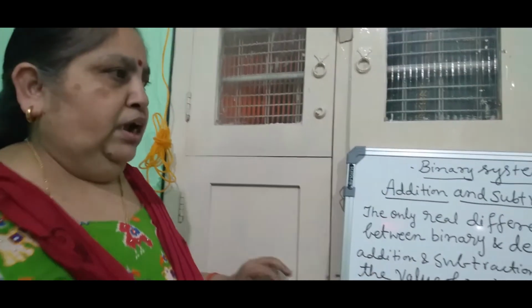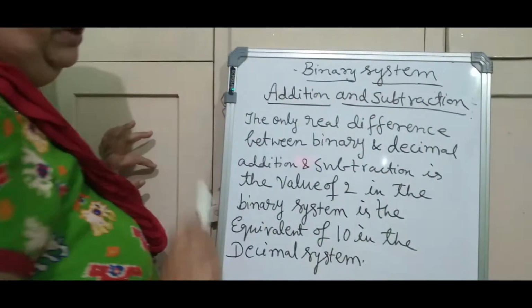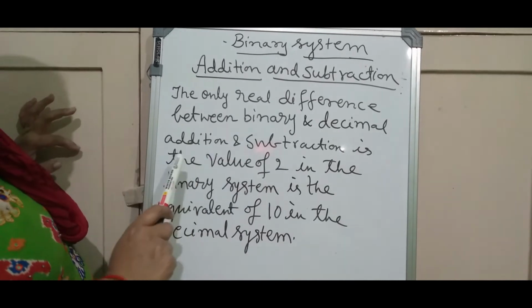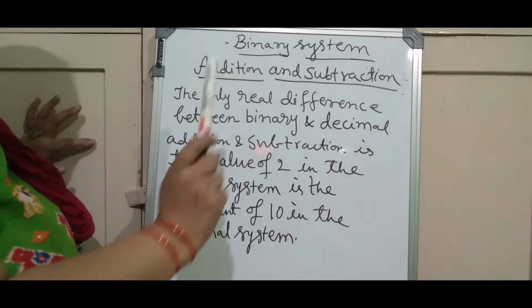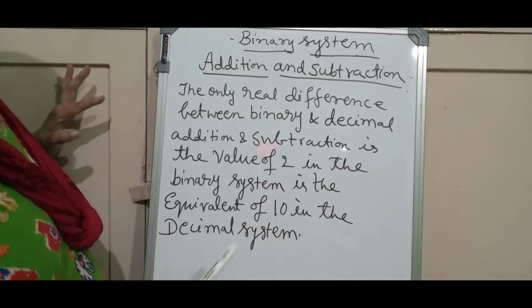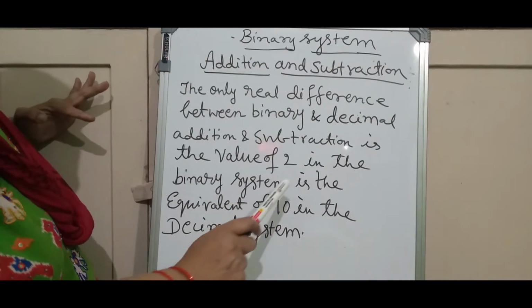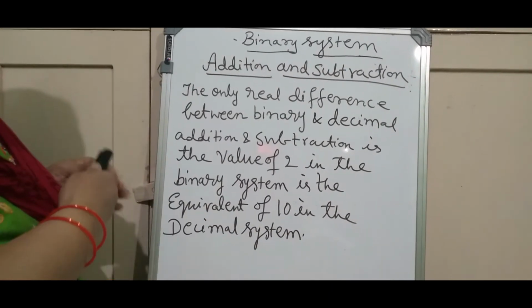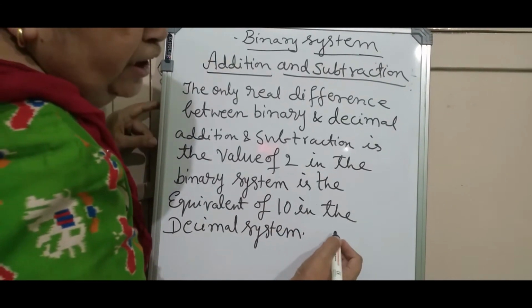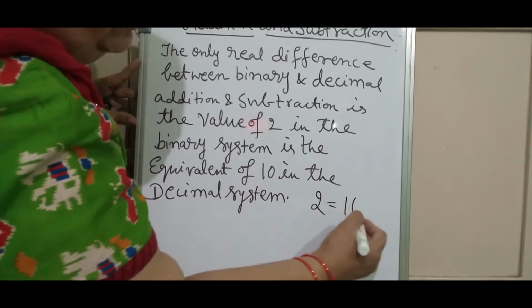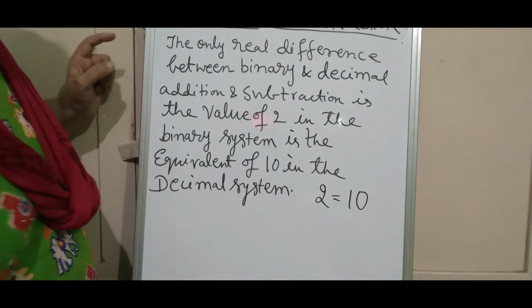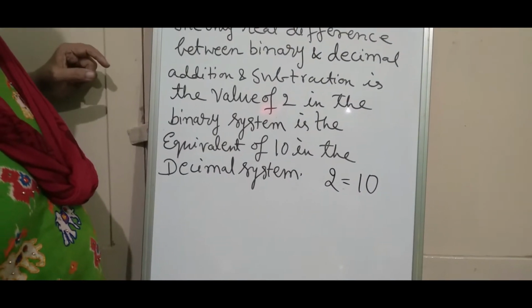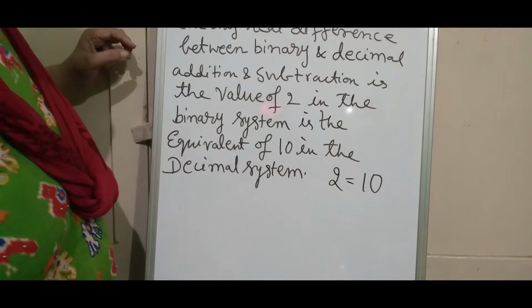0 and 1. In both addition and subtraction, the only real difference between binary and decimal is the value of 2. In the binary system, that is equivalent to 10 in the decimal system. That is, 2 is equal to 10 in the binary system. The number 2 is equal to 10. We consider it as 10 and then we will go on doing the addition as well as the subtraction. Now I will show you the example.